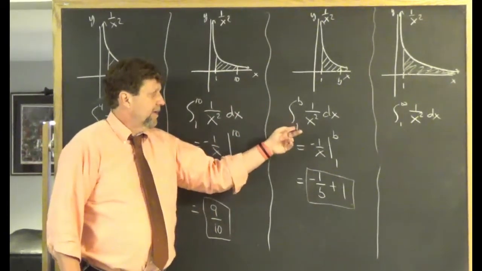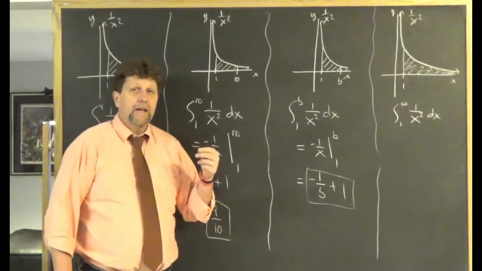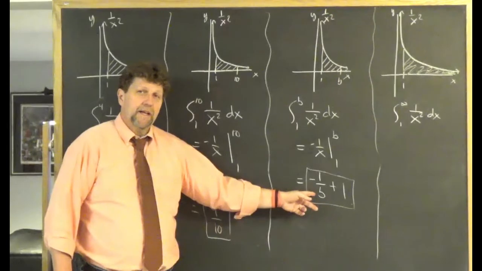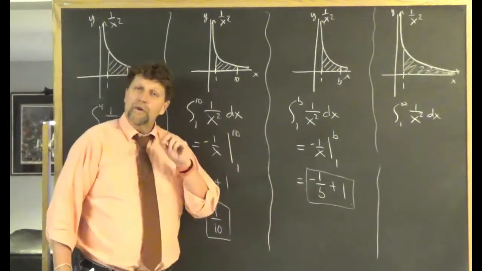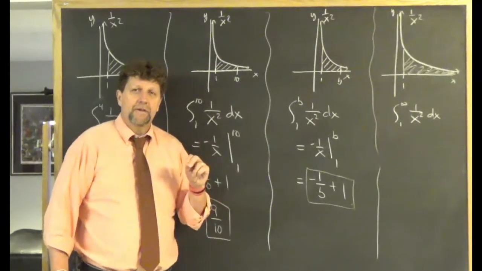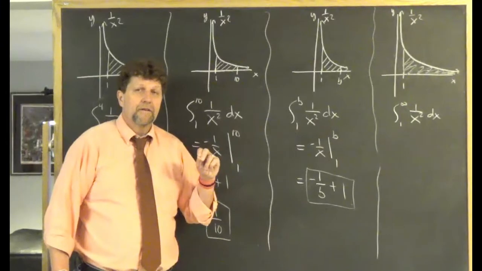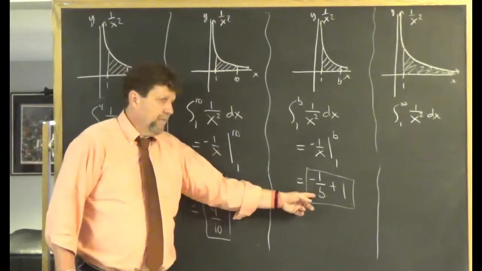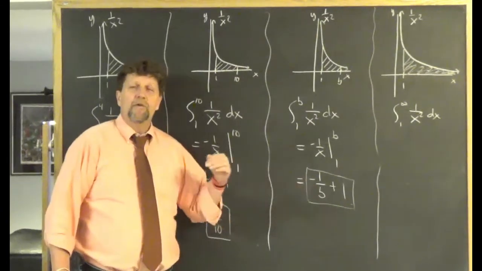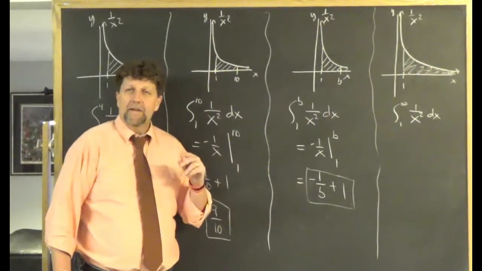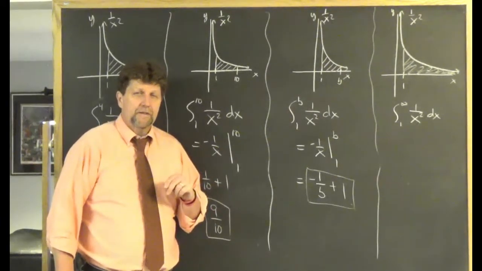So what if I said, you know what, I want b to be 100? Then we'd be integrating from 1 to 100. We have a little formula to give us the area. It'd be negative 1 over 100 plus 1, which is 99 over 100. What if I said I wanted b to be 10,000? Well, this little formula would give us the area, and I believe negative 1 over 10,000 plus 1 would be 9,999 over 10,000.